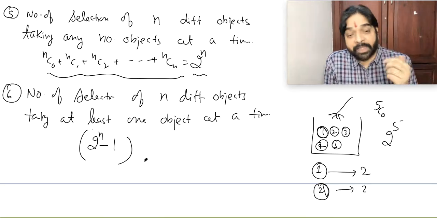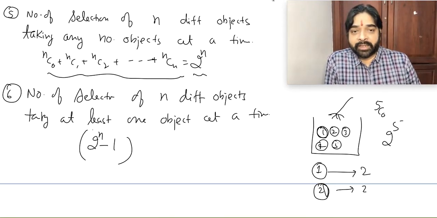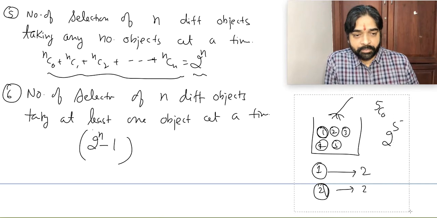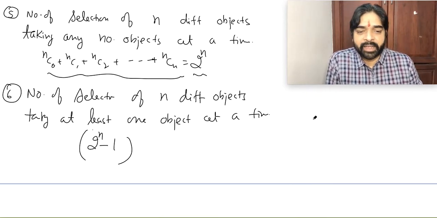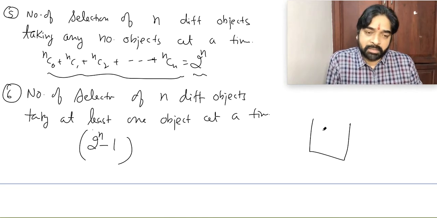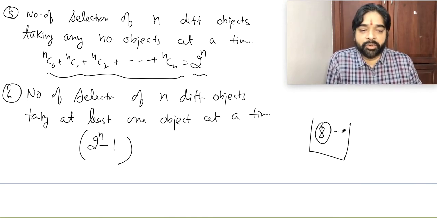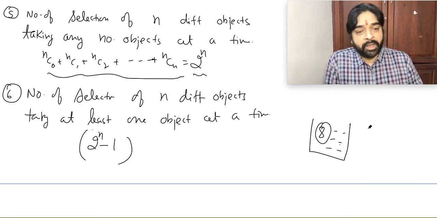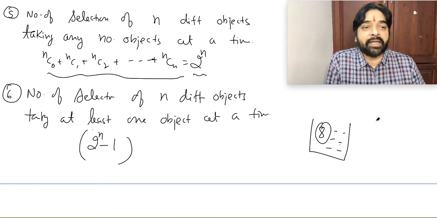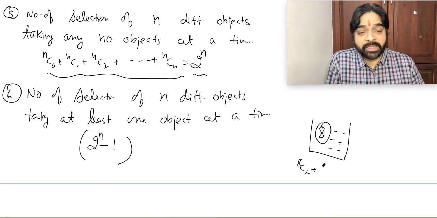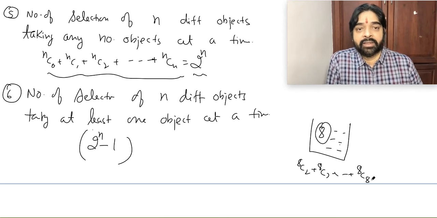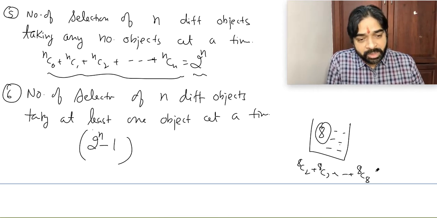Understand? Suppose there are 10 objects, or take something else, 8 objects in a container, total 8 objects are there. If I ask in how many ways I can select at least 2 objects at a time, what do you say? 8C2 plus 8C3 plus so on till 8C8. Yes or no? Is this what you will write?